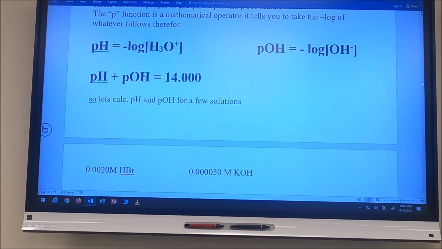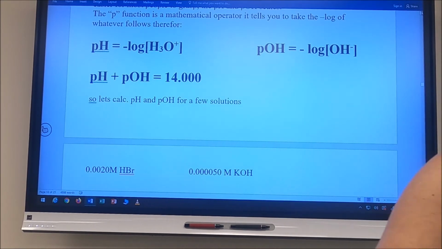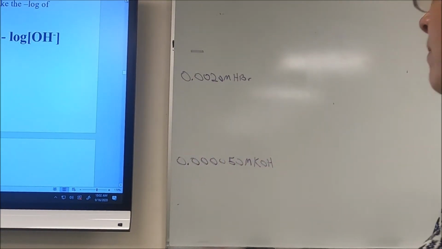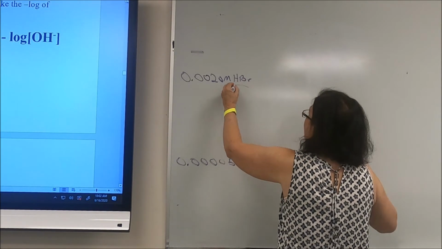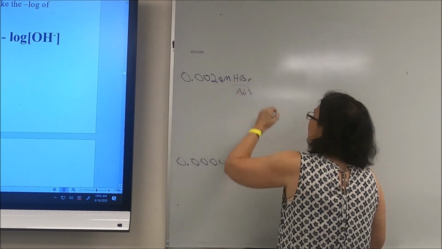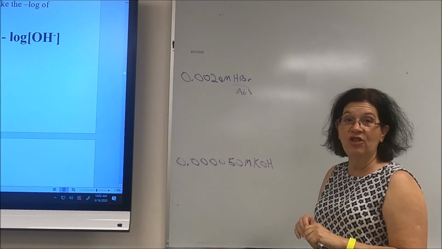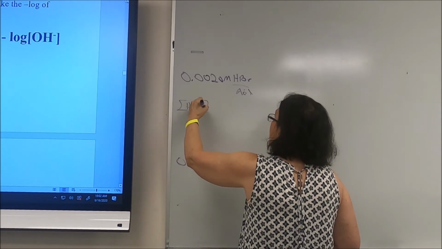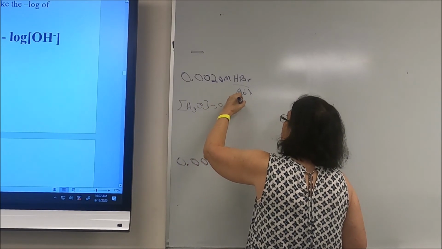We're going to look at 0.0020 molar HBr and 0.000050 molar KOH. Now, HBr, this is an acid. I know it's an acid because H is written in front. So I know that the hydronium ion concentration is 0.0020 molar.